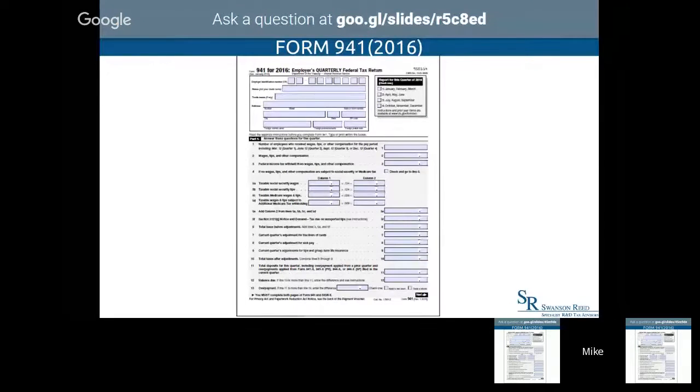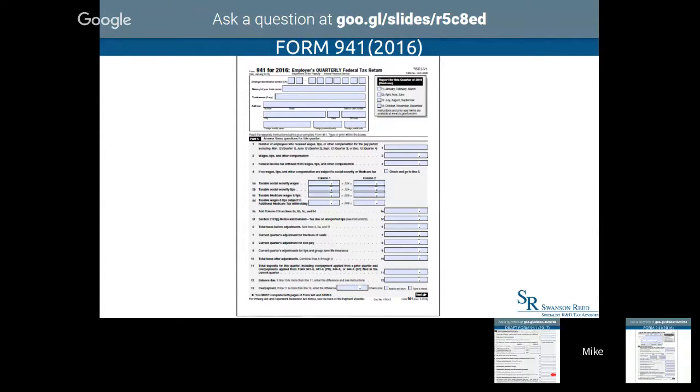This is the one where you file four times a year. They're quarterly, and this is where the IRS collects Social Security taxes, 6.2% of gross wages, like I mentioned earlier, as well as your Medicare taxes, 1.45% of your gross wages. On this form, they collect both the employee and employer portions, and this is what it looks like now. But this form has been changed for 2017.